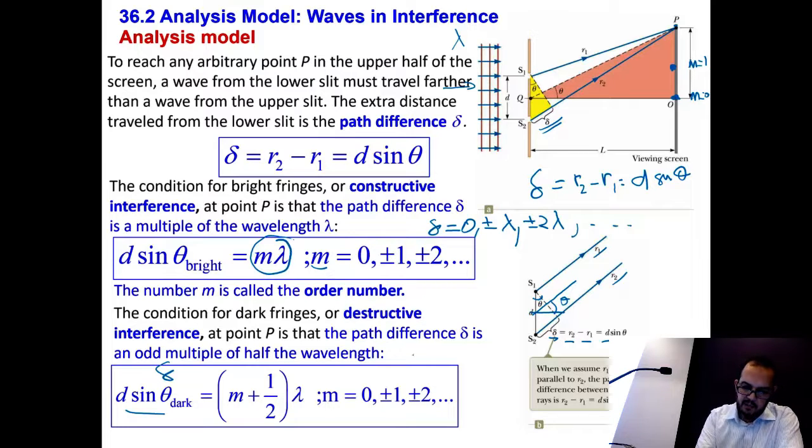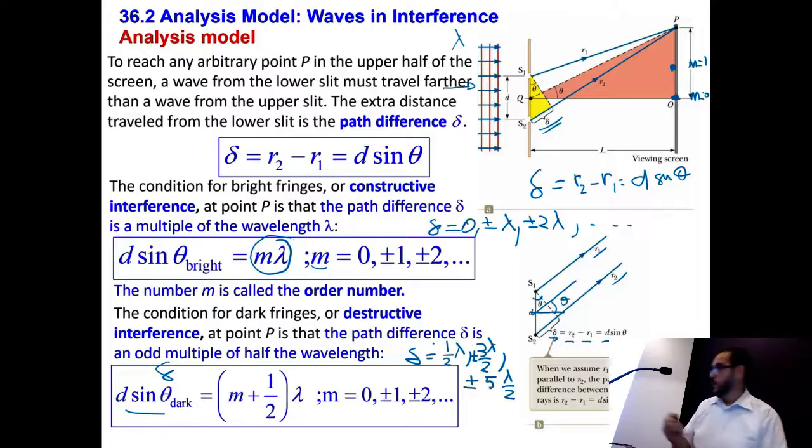Okay, here what do we have? The path difference, for m equal to 0, is half of lambda. For m equal to 1, it's going to be 3 lambda over 2, plus or minus. For m equal to 2, it's going to be 2 plus 1/2, that's 5 halves, so it's plus or minus 5 lambda over 2.